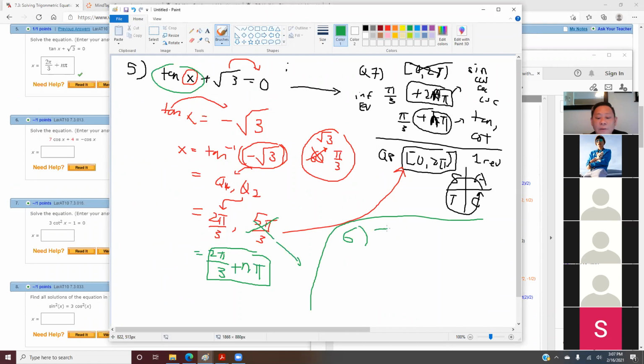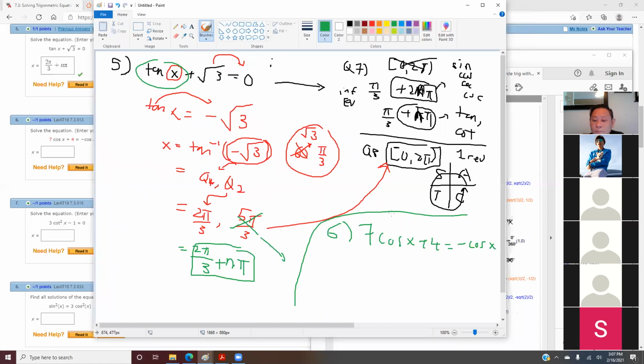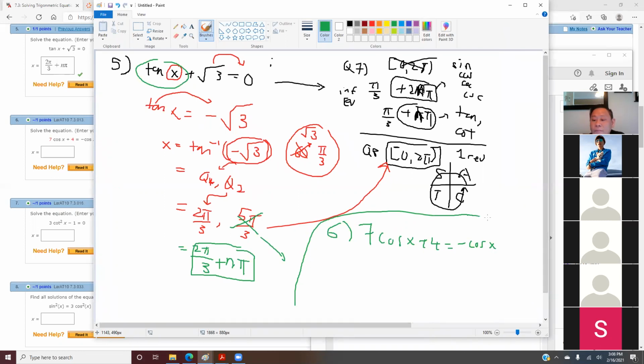So we got number 7: 7 cosine x plus 4 equals negative cosine x. How do you solve this equation? Anyone? It's an equation. How do you solve this? How do you solve 7x plus 4 equals negative x? You should know how to solve this one, right? Subtract 4 from both sides. Okay, so this is gone. What else?